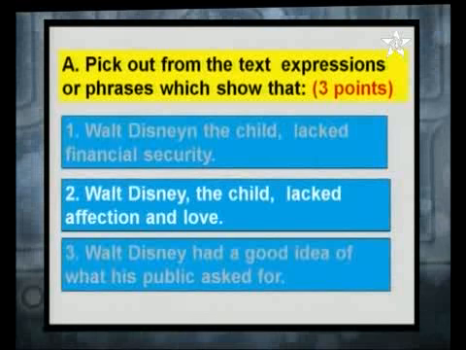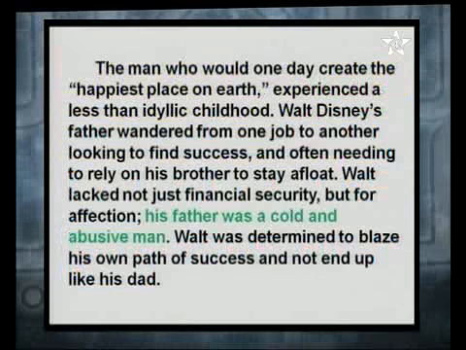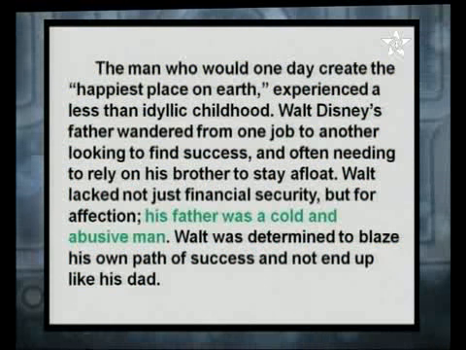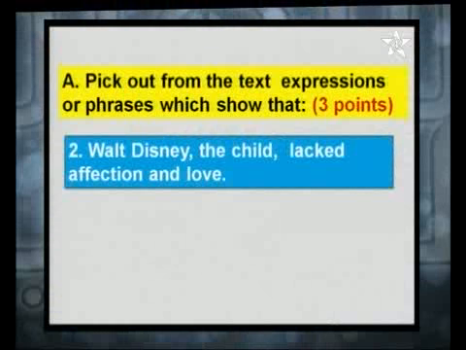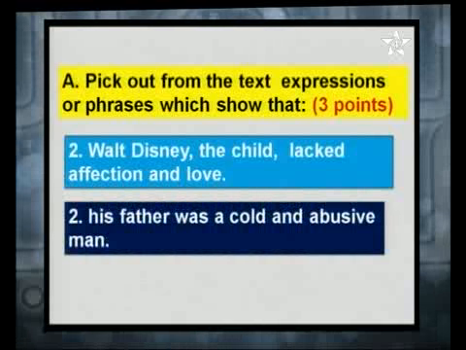Now, let's go and pick up from the text a sentence or a phrase which shows this. Now, we don't need to do the whole reading, as I tell you. Just the part of the text which gives us the answer. Please look at this text, at the part of the text in green. It says his father was a cold and abusive man. That's enough. So, Walt Disney the child lacked affection and love. Now the expression which shows this is: his father was a cold and abusive man. His father was cruel, violent with him, and he doesn't love him.